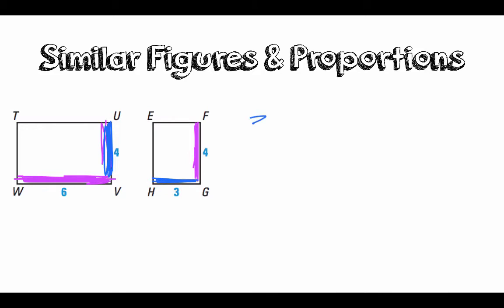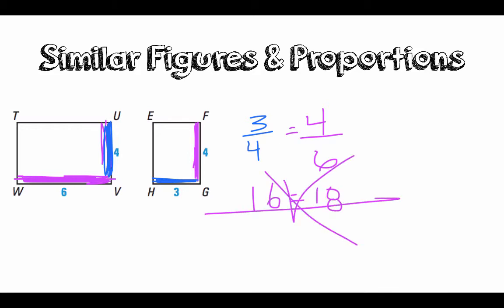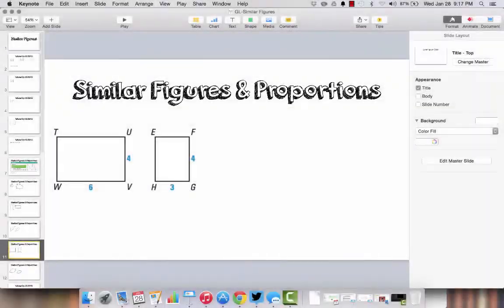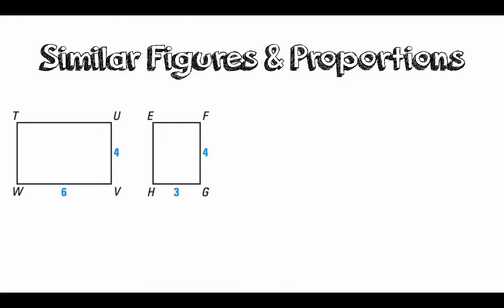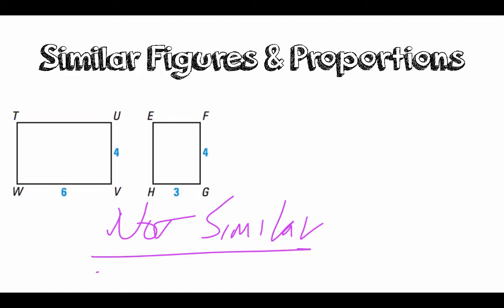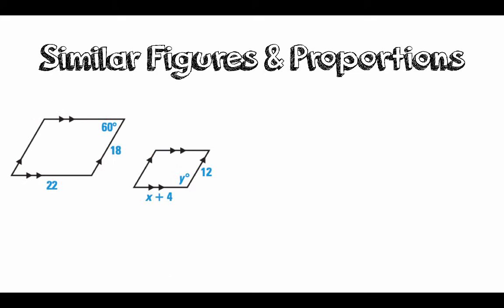So if we set the 3 over the 4 equal to the 4 over 6, and we cross multiply, we're going to come up with 16 equals 18. So we know that this is not similar. There's no proportion there, so we automatically know this is not similar.